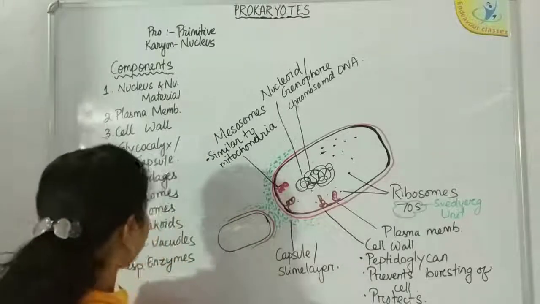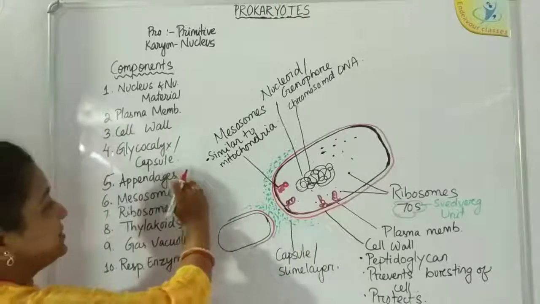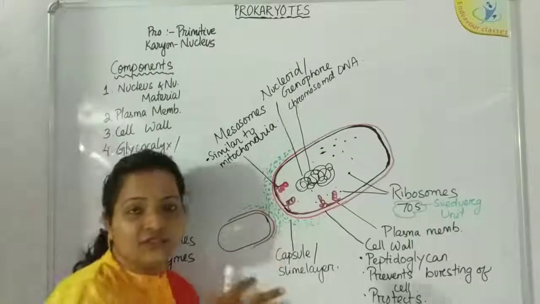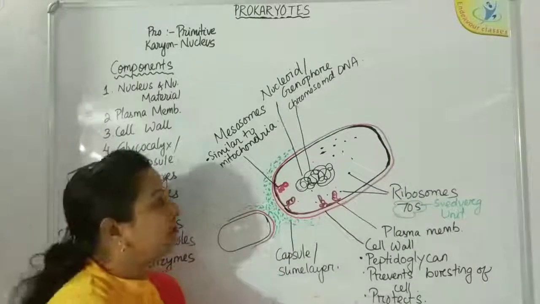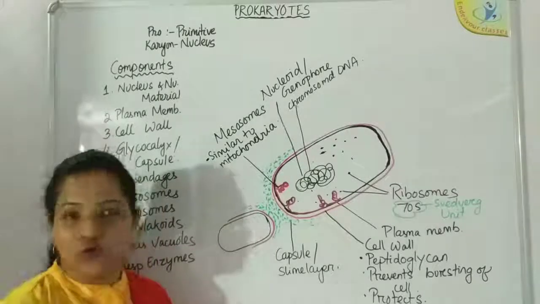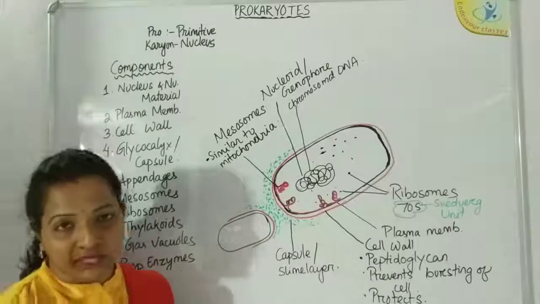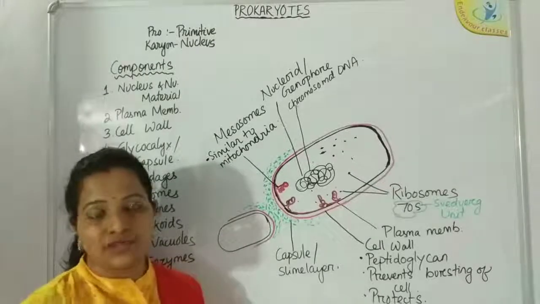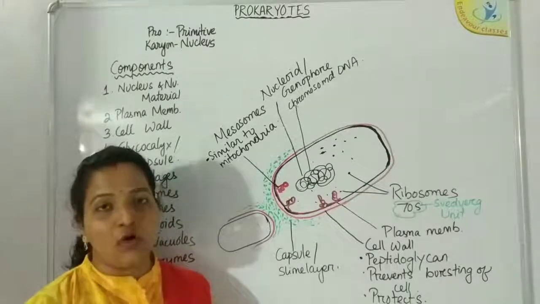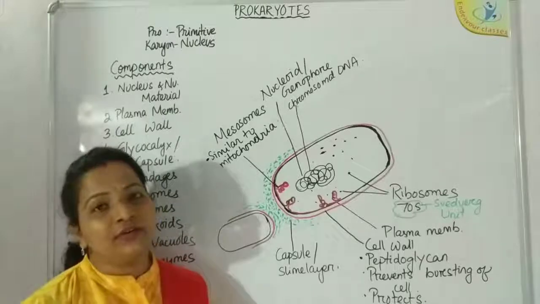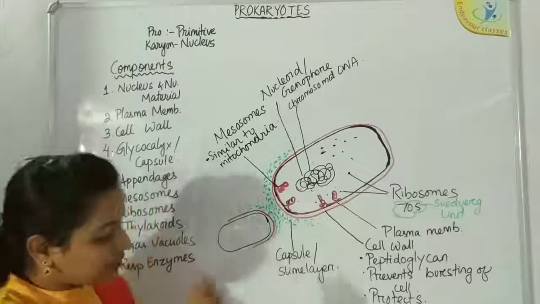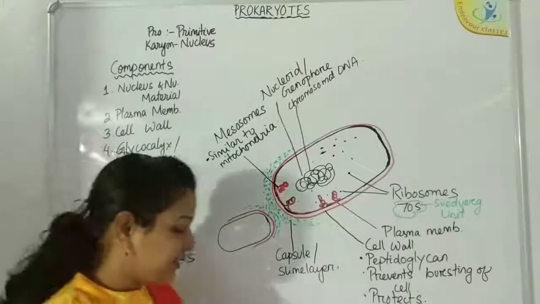Next, there are appendages. Mainly there are three types of appendages. Appendages are the protrusions coming out of the cell surface, which usually help the cell in locomotion, that is, the movement of the cell from one place to another, for attachment with the surface or substratum or with other cells, and in reproduction, the exchange of genetic material.